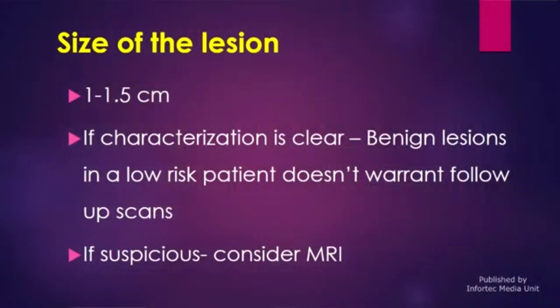For lesions of 1.1 centimeters, more than 1 centimeter, if imaging can clearly demonstrate that it's a benign lesion, we don't actually have to follow them up, right? Because for some of the lesions, even with an ultrasound scan, they can say with certainty that it's a benign lesion. In those situations, you don't have to follow them up. But if suspicious, always recommend MRI.